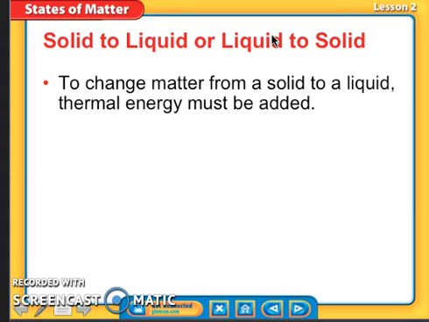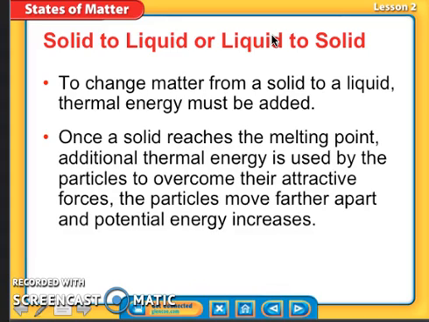To change matter from a solid to a liquid, you have to add thermal energy. Once that solid reaches what we call the melting point, which you need to know, additional thermal energy is used by the particles to overcome their attractive forces. The particles move farther apart and potential energy increases. In a nutshell, when you add thermal energy to something that's solid, let's say an ice cube, you start to melt it at its melting point. The thermal energy makes the particles break apart and then they start sliding around, going from a solid ice cube to liquid water.